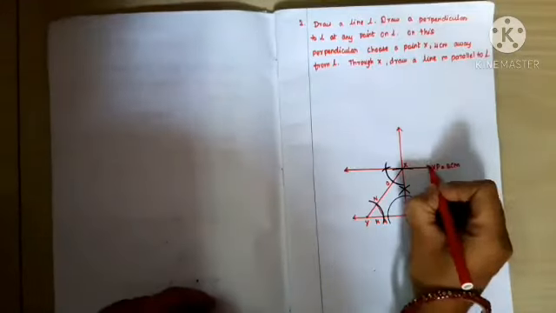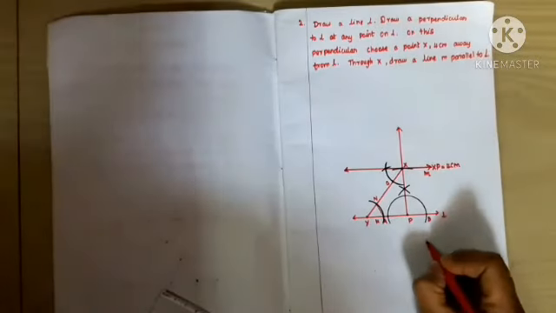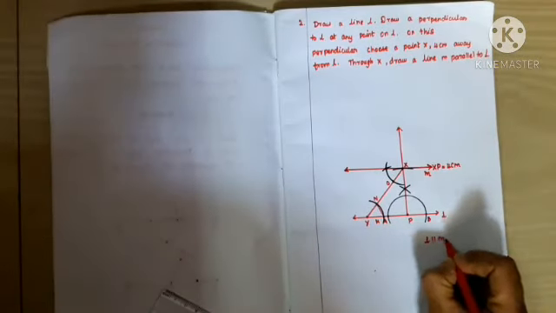So now I can say this line as M. So through X I am able to draw one parallel line to L. So L is parallel to M. Hence proved. Thank you.